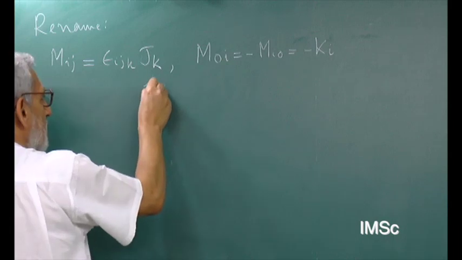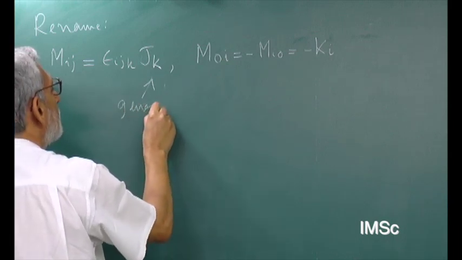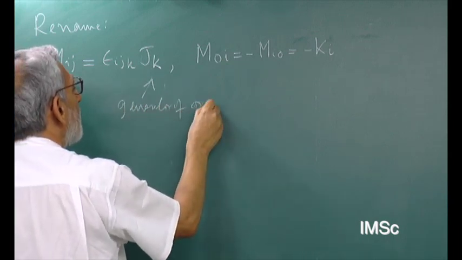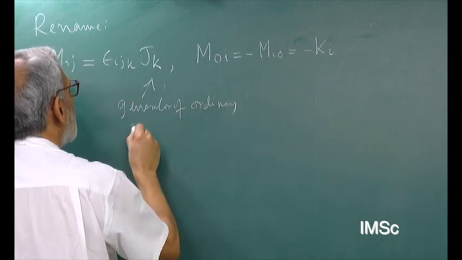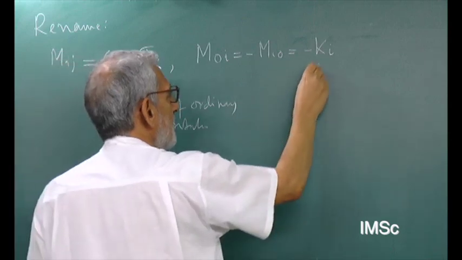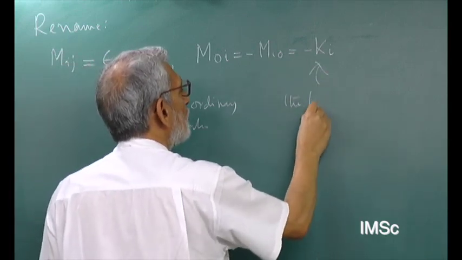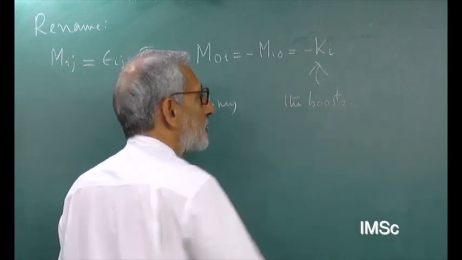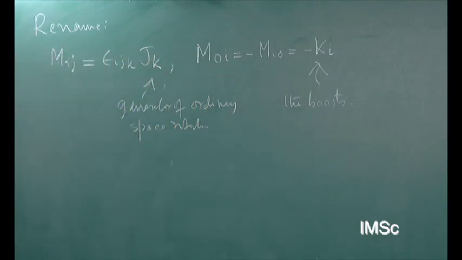So these are generators of ordinary space rotations, and these are the three boosts, the three boost generators. What happens to this algebra that we wrote, a general algebra, in terms of these renamed generators?